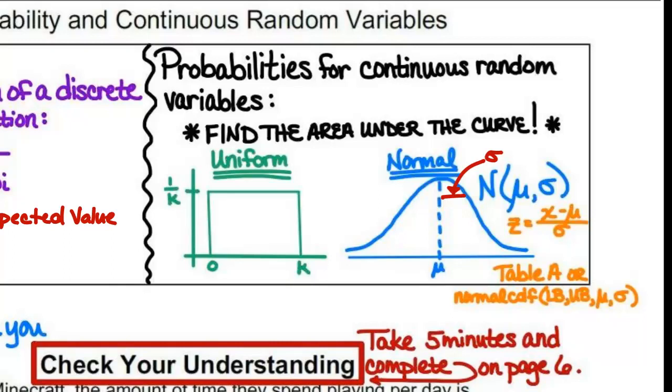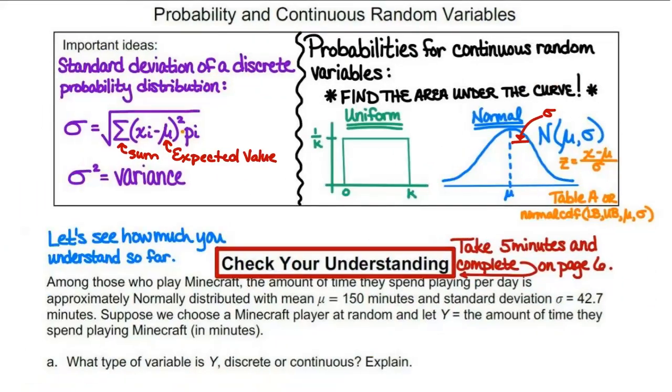I want to give you guys about 5 minutes to do the check your understanding down at the bottom. You're going to have to draw some normal curves there. We'll go over this together in, like I said, right about 5 minutes.